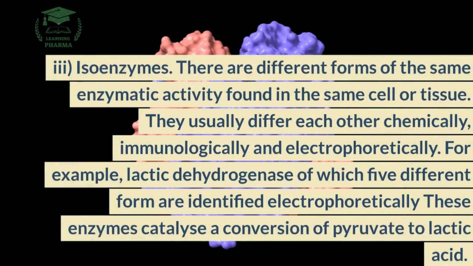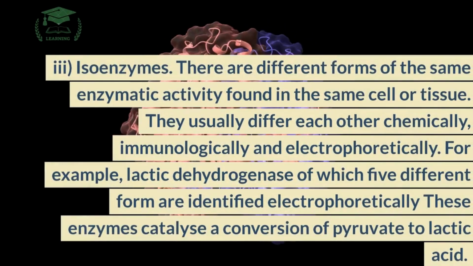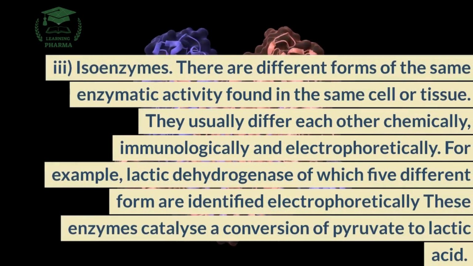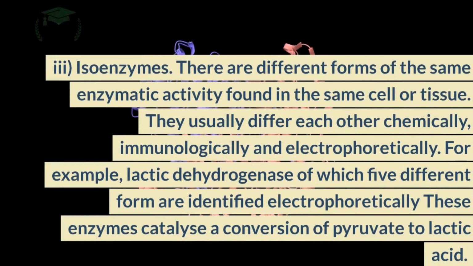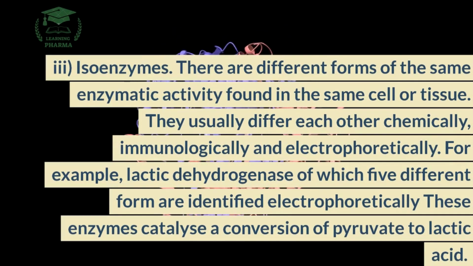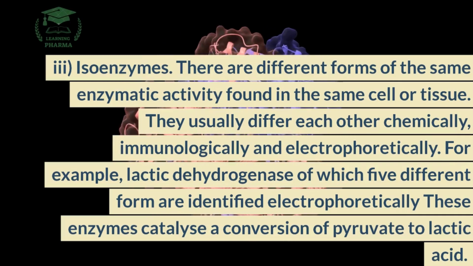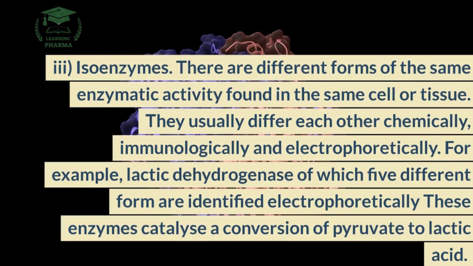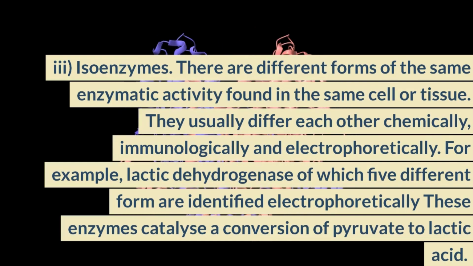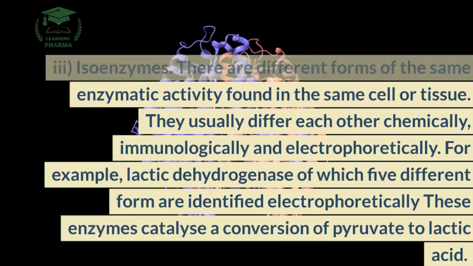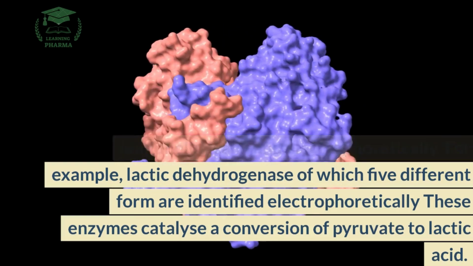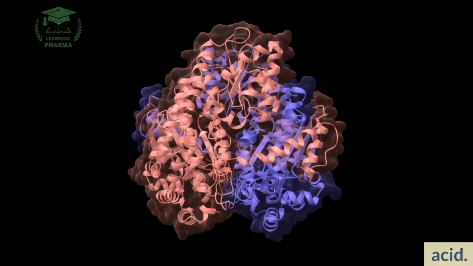Isoenzymes. These are different forms of the same enzymatic activity found in the same cell or tissue. They usually differ from each other chemically, immunologically and electrophoretically. For example, lactate dehydrogenase, of which 5 different forms are identified electrophoretically. These enzymes catalyze the conversion of pyruvate to lactic acid.